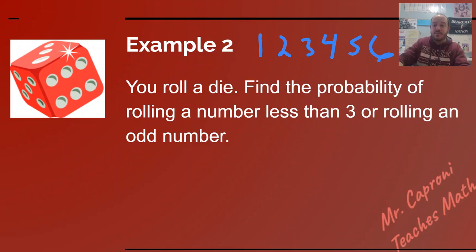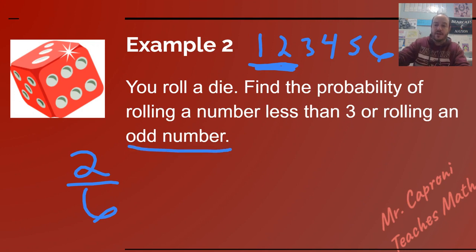In this case, our numbers that are less than 3 are 1 and 2 over here. So there is actually a 2 out of 6 chance of getting a number that is less than 3. Now, an odd number, on the other hand, would fall into being the 1, the 3, or the 5. So there are actually 3 out of 6 options in that case.